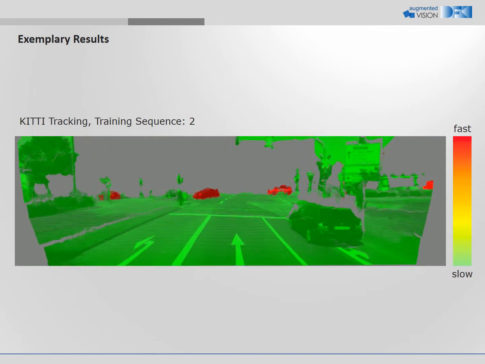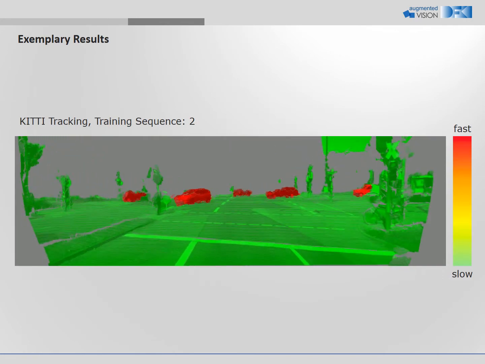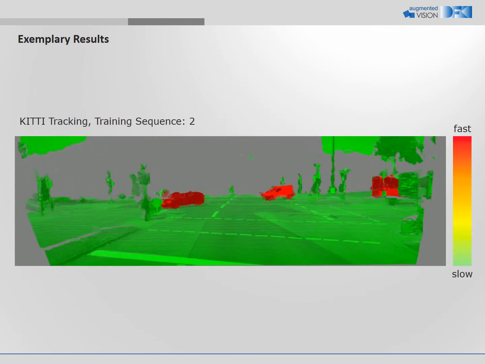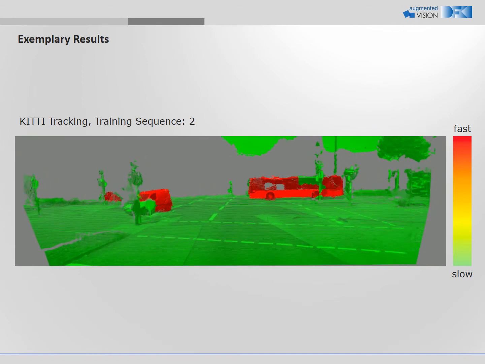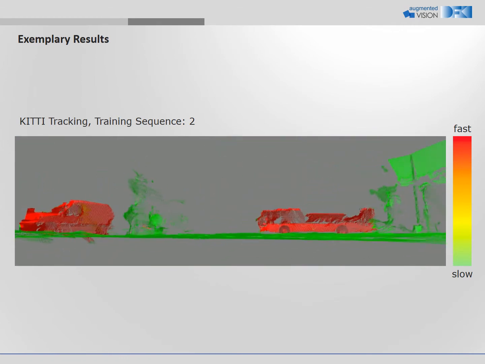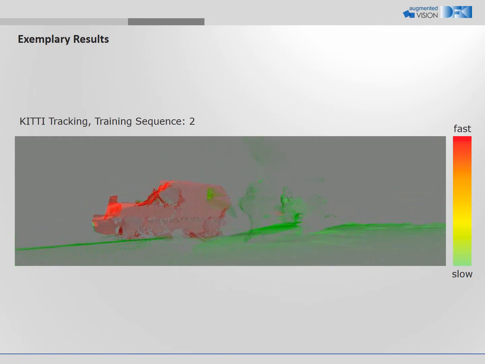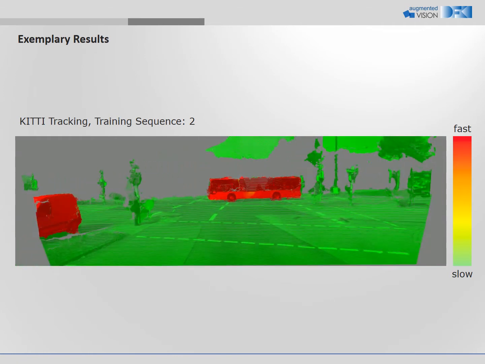For different sequences of the KITTI benchmark we show our full scene flow results. The videos show colored point clouds, where the color denotes the magnitude of the estimated scene flow. Distant objects are precisely detected.